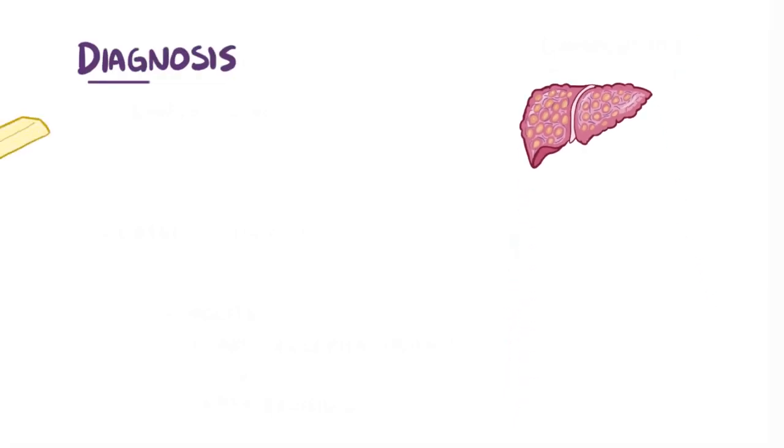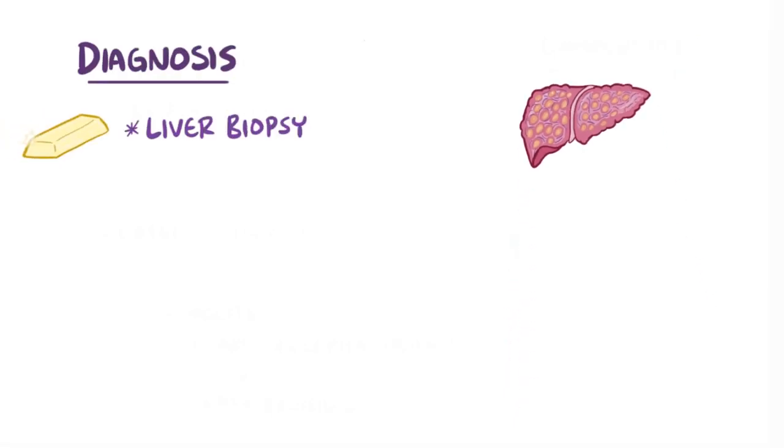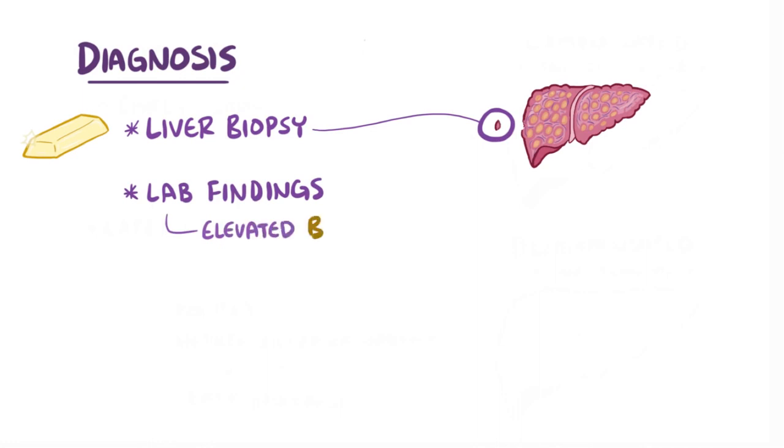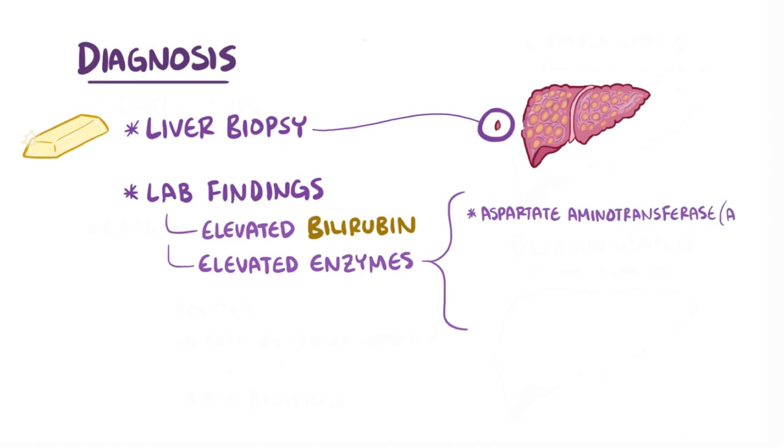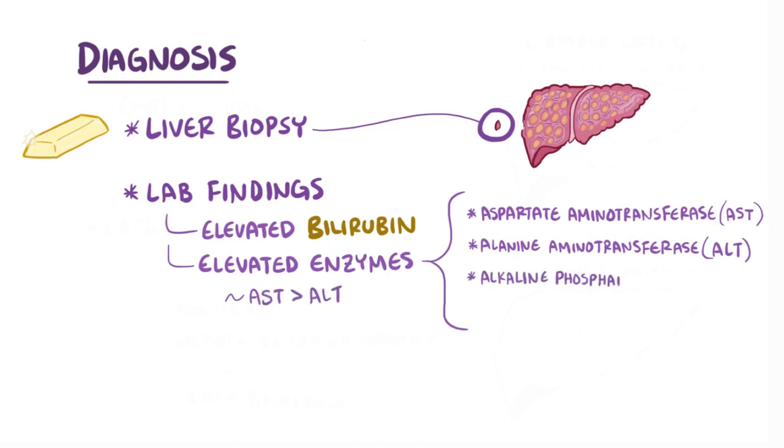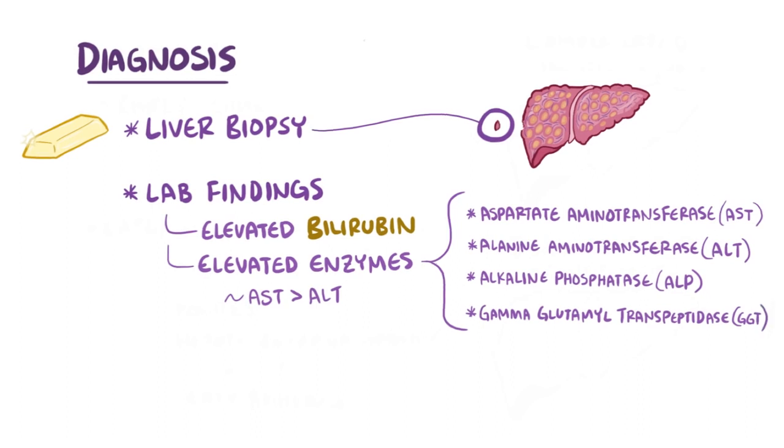For a diagnosis, the gold standard is a liver biopsy, which is taking a tiny sample of the liver tissue and examining it under a microscope. Common lab findings include elevated serum bilirubin, as well as elevated liver enzymes like aspartate aminotransferase, or AST, and alanine aminotransferase, or ALT, where AST is usually more elevated than ALT. Also, alkaline phosphatase, or ALP, and gamma-glutamyl transpeptidase, or GGT, can also be elevated. And there might also be thrombocytopenia, or low platelet count.